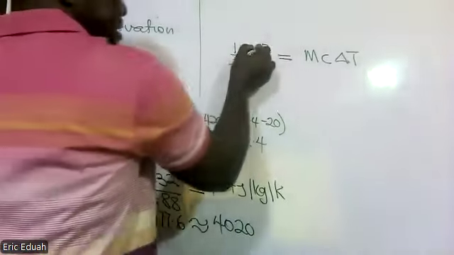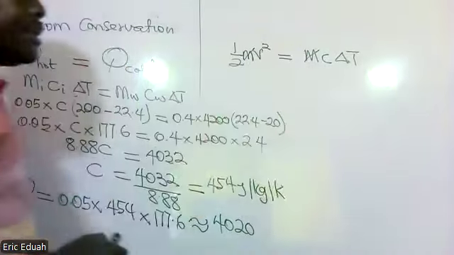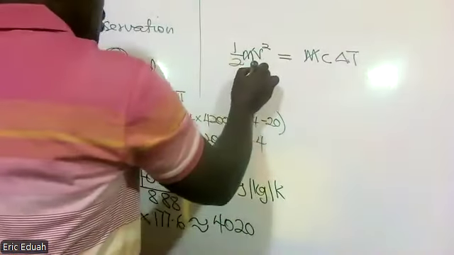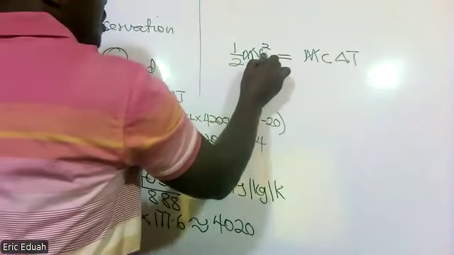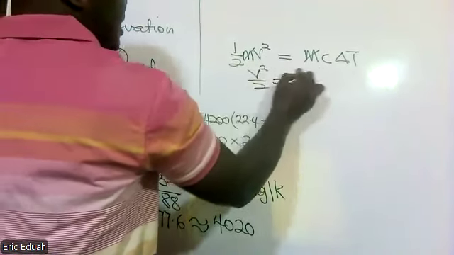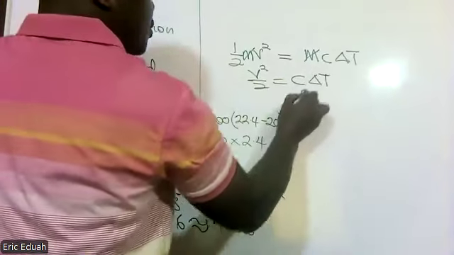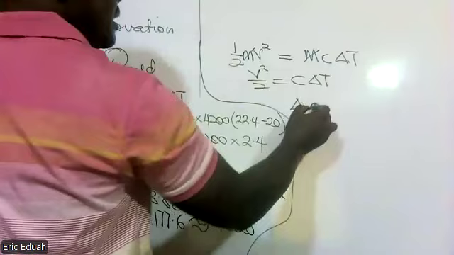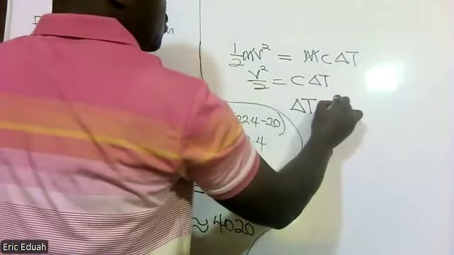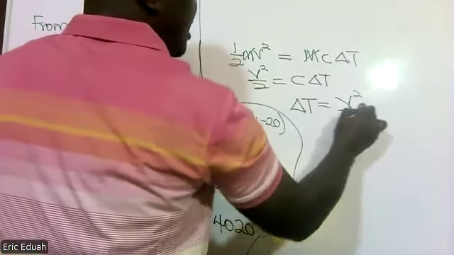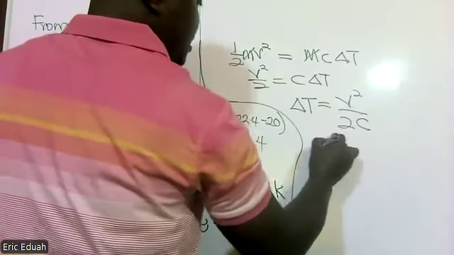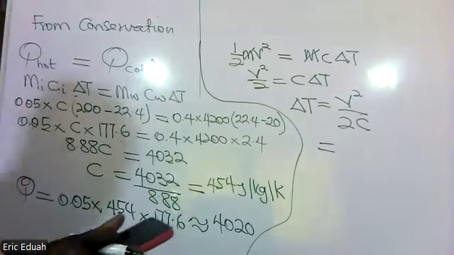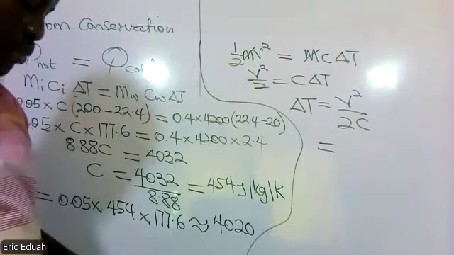The same masses, so m and m will cancel out. So the square of the velocity. So delta T will simply be equal to V squared over 2C. What is the velocity given? The velocity given to the bullet.